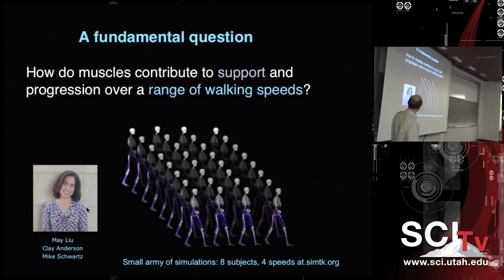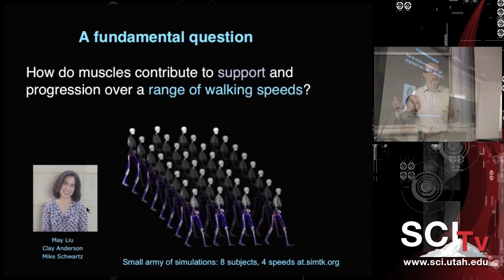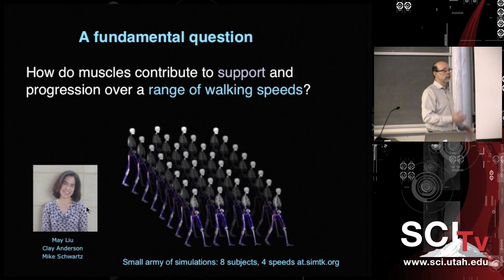So to do this over a range of walking speeds, Mei Liu generated this small army of simulations. It's hard to generate these simulations and test them all. So that she did 8 subjects in 4 speeds was quite a feat. We also make all of these available, so anybody who doesn't want to do this again can go to simtk.org, download the simulations or documentation. They can get the code. They can rerun her simulations. They can reproduce the results. They can do other studies based on those simulations.